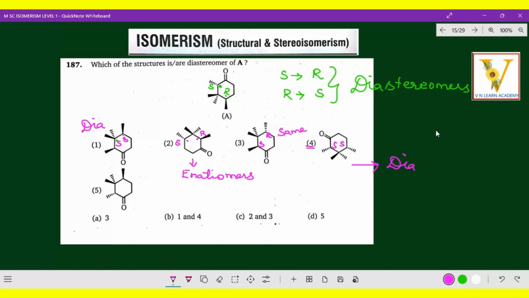Even the first question in isomerism I have given in the first video, so I have given a clear idea about what we mean by diastereomers. Please watch all those videos so that you will get a complete idea.